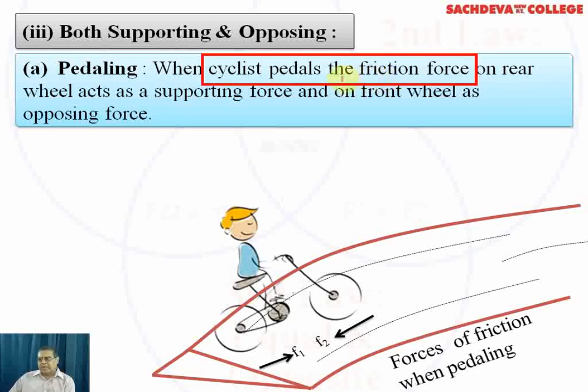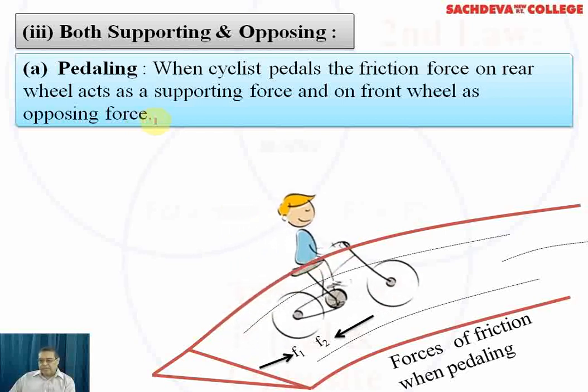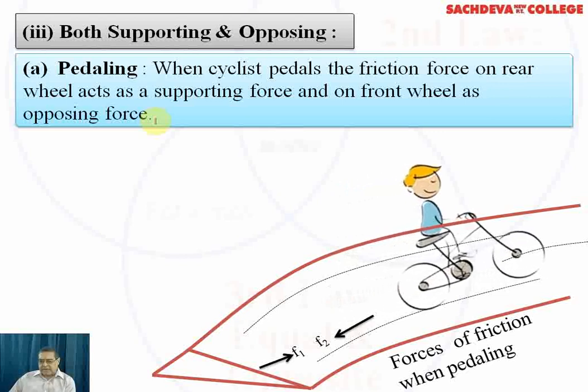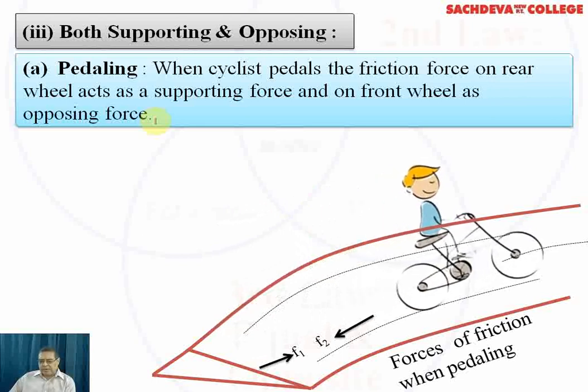When a cyclist pedals, the friction force on the rear wheel acts as supporting. So F1 is a supporting force, and on the front wheel it is an opposing force. F2, the force on the front wheel, will be opposing, and F1, the force on the rear wheel, will be helping. So now in the animation we can understand that the cyclist is moving, so the front wheel will be opposing the motion and the rear wheel is helping the cycle to move.